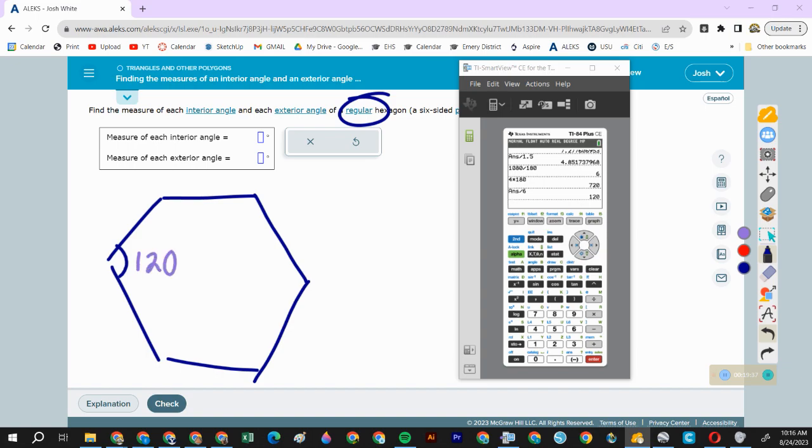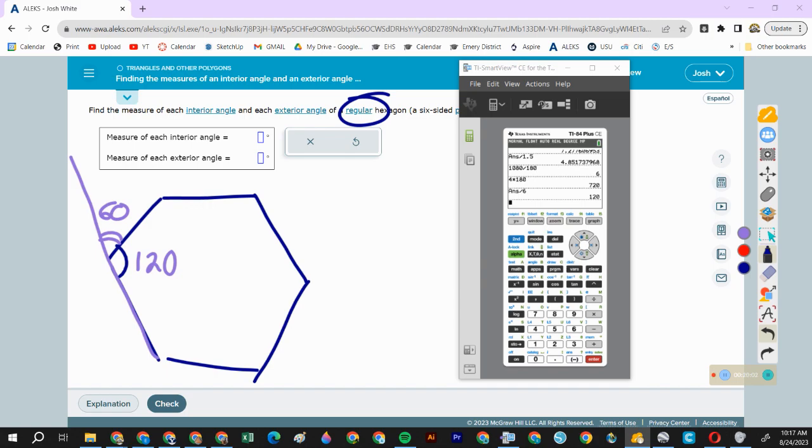Okay? What does it mean to be an exterior angle to a polygon? If you take one of the sides of the polygon and you just continue past the vertex, this is called an exterior angle. How big is that exterior angle? 60. Because an interior and an exterior angle are supplementary, so that would be 60.